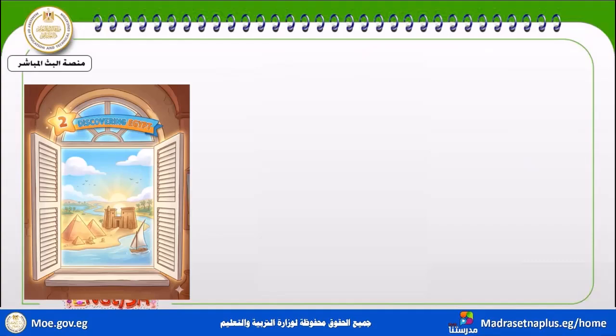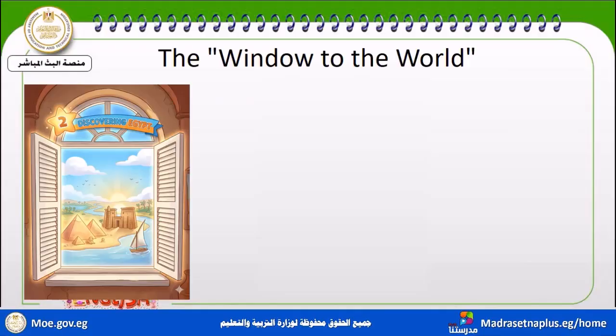And now our friends have already arrived in Egypt and they are going to discover Egypt, but they are going to discover Egypt through this window. So, what do we call this window? It's a window to the world. It opens them to the world of Egypt.